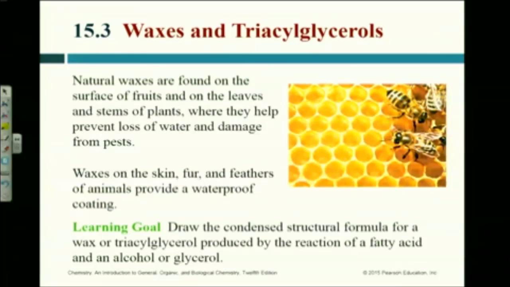So waxes on skin, fur, and feathers of animals provide a protective feeling, like a Portuguese water dog. I've never been around Portuguese water dogs, but I bet if you feel their skin, their fur, it feels very slippery because it has wax on it. It prevents the water from making the coat wet, right? Or what are other good water dogs, like Chesapeake Bay Retrievers or Nova Scotia Duck Tolling Retrievers or something like that.